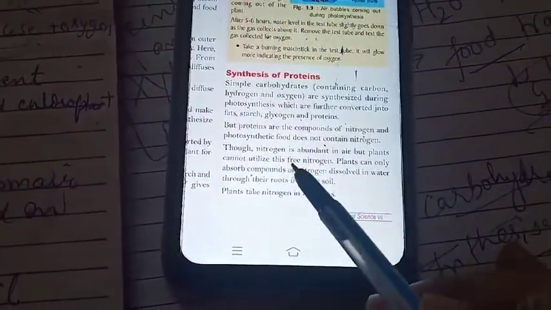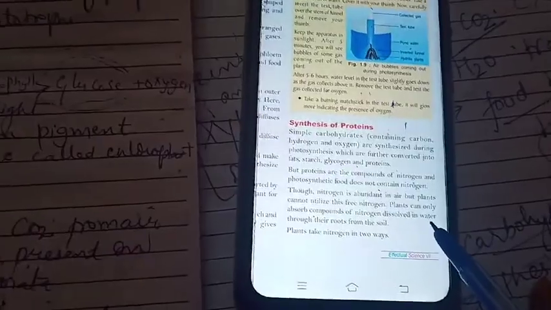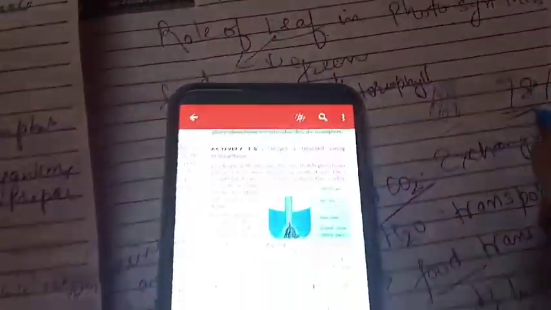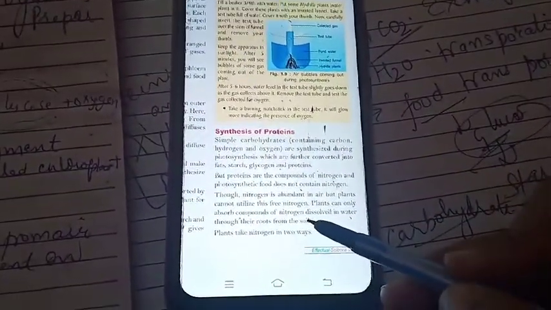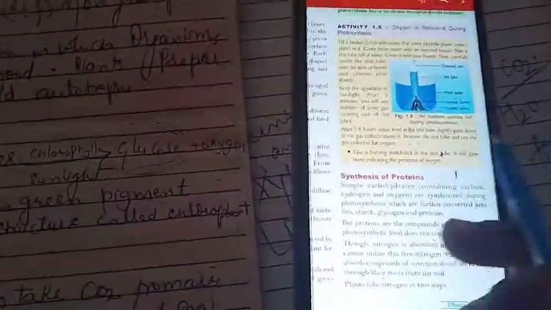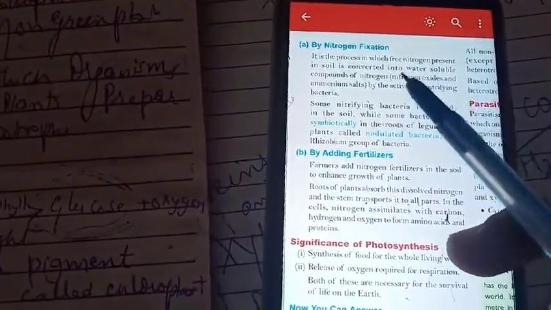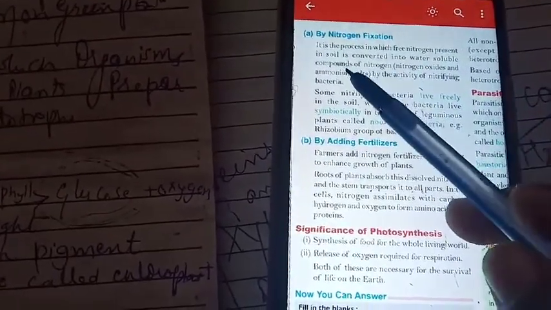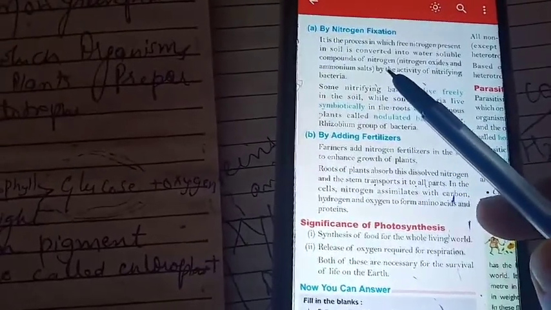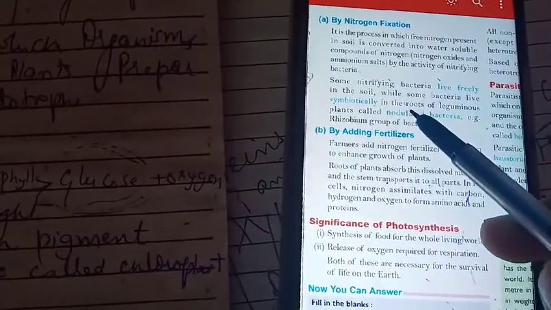So a plant can only absorb compounds of nitrogen that are dissolved in water, the water that we apply to the plants, as our air consists of 78% nitrogen, and that nitrogen dissolved in water, the plant absorbs through its roots and converts into nitrates, first by nitrogen fixation, in which free nitrogen in the soil is converted into a water-soluble form by the activity of nitrifying bacteria. Some plants have root nodules with nitrifying bacteria.